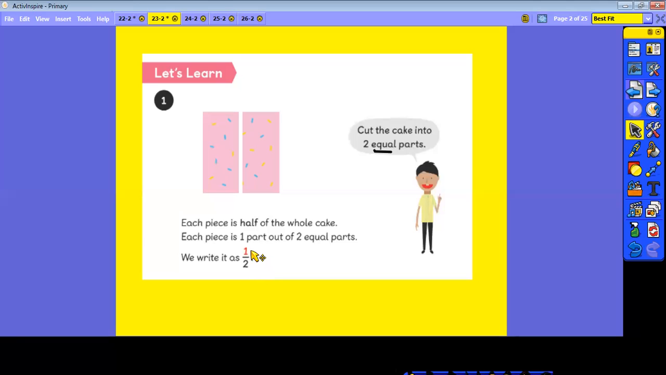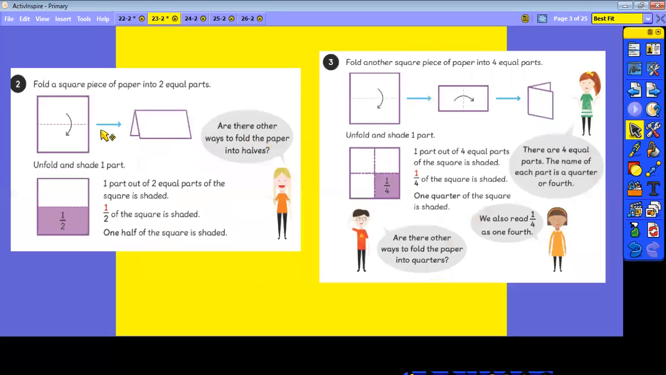Remember, children, that is the fraction of a half. 1 half. 1 part out of 2 equal parts. If we had a square piece of paper representing the cake and we folded it into 2 equal parts, we could shade one of those parts, and then 1 part out of 2 equal parts of the square is shaded. 1 half of the square is shaded.